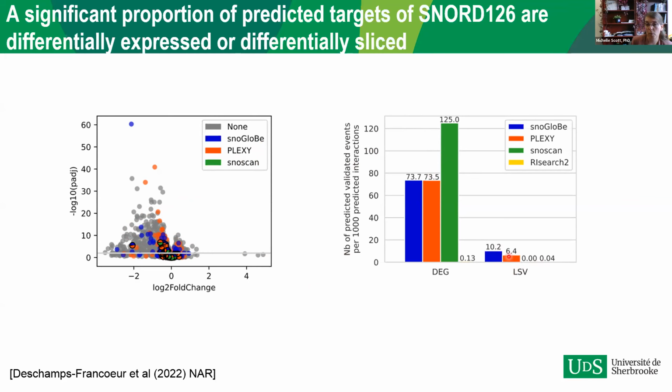SnoGloBe does best to identify RNAs that are differentially spliced following the depletion of SNORD126. When we compare these predictions from the three snoRNA-specific interaction predictors, they're much more useful than general RNA interaction predictors, which basically predict that SNORD126 would bind to every messenger RNA in the cell. That really doesn't narrow it down if you're interested in validating this experimentally.